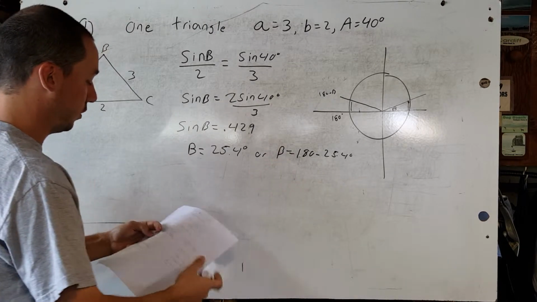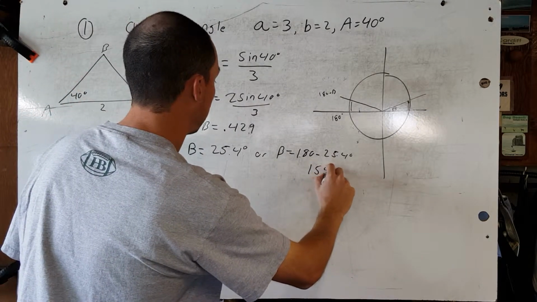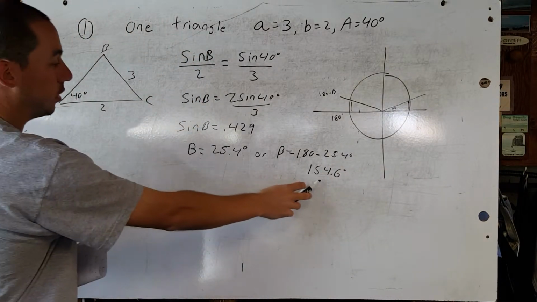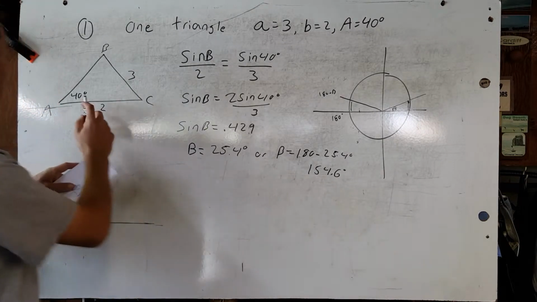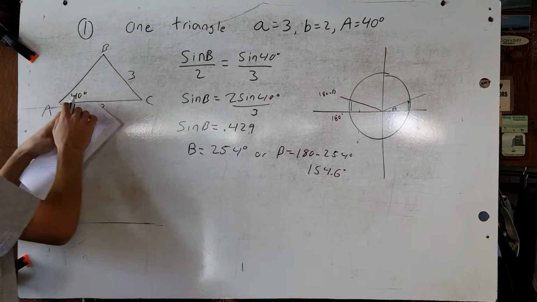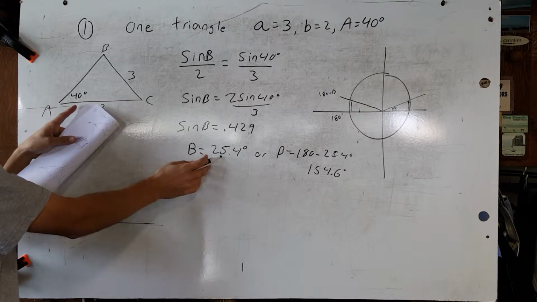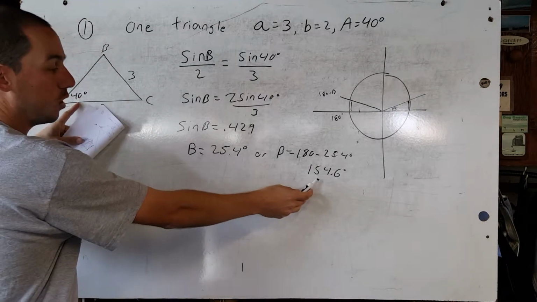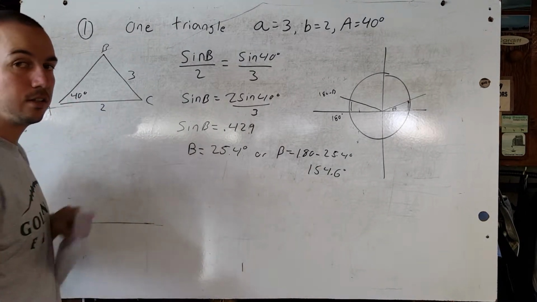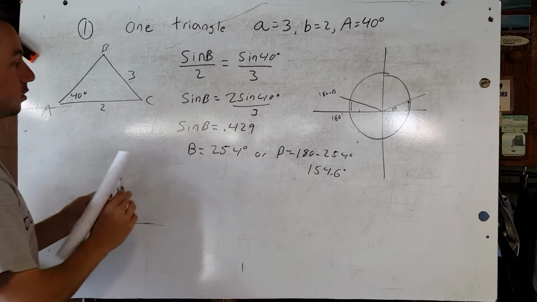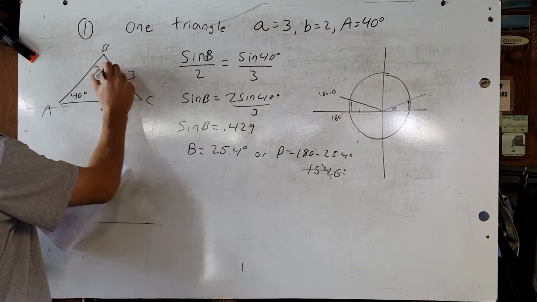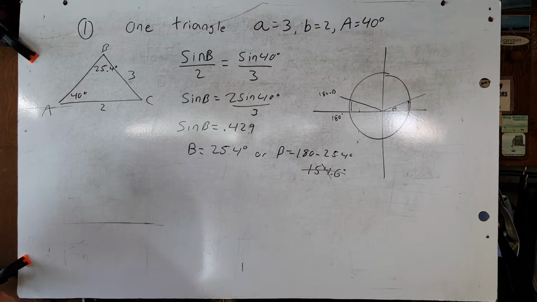And that was 154.6. So we need to check, could angle B equal 25.4 or 154.6? Well, there's only 180 degrees in a triangle. 40 plus 25.4, that's less than 180. So yes, B can equal 25.4. 40 plus 154, that's over 180 degrees. B can't be 154, it's too big. So this is not possible. We only have one possible triangle. B is 25.4 degrees, which means we need to find angle C and side c.